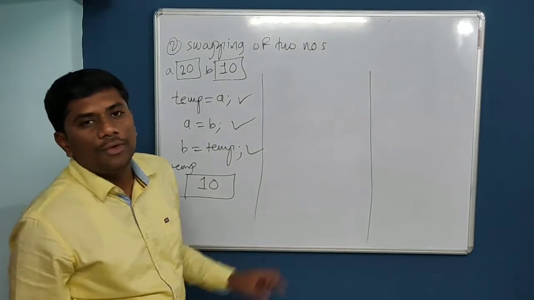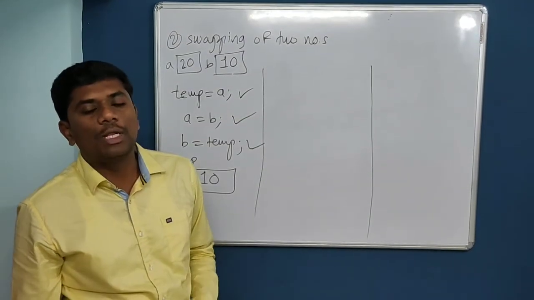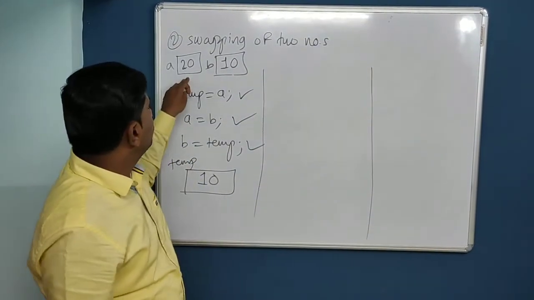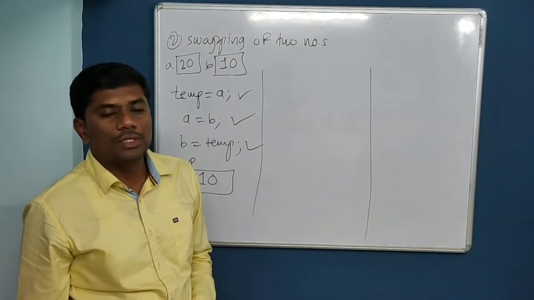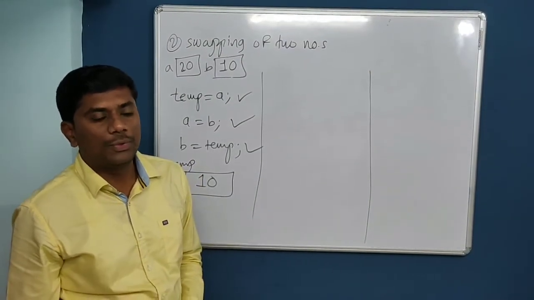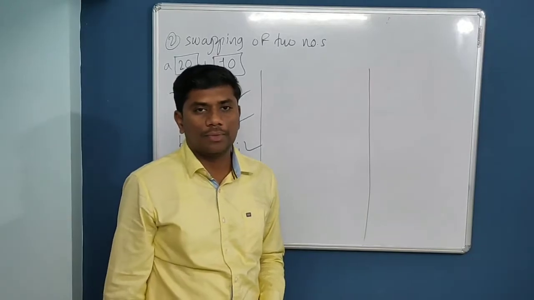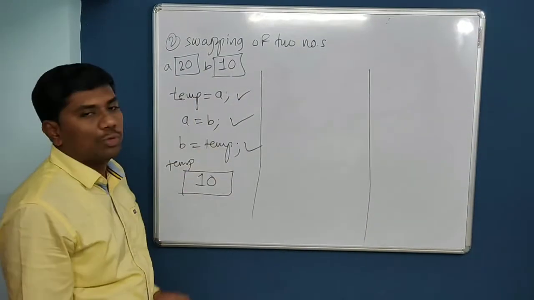Getting? So see, we have exchanged the value of A and B. Now see, values are swapped. So this is one of the logic you can tell to interviewer. But you should know this demonstration.